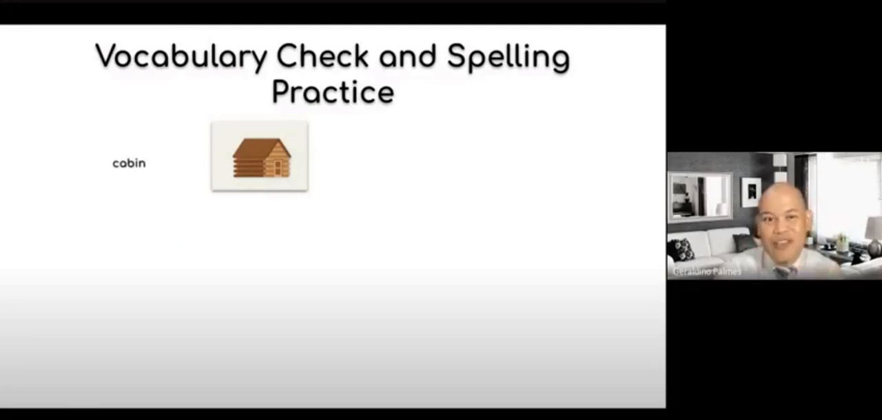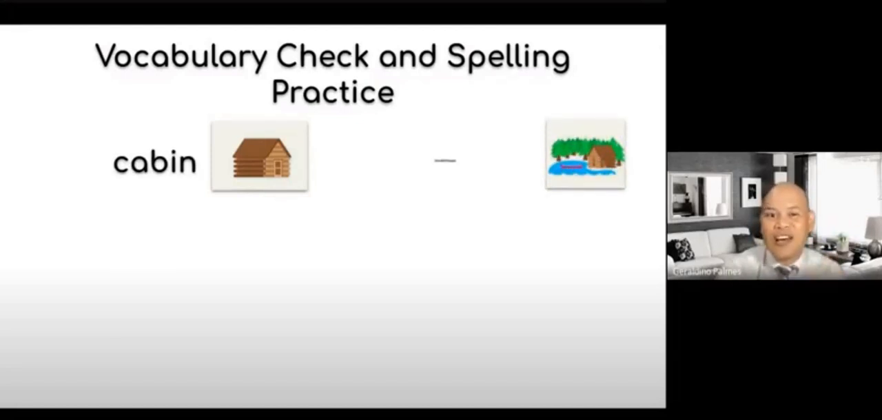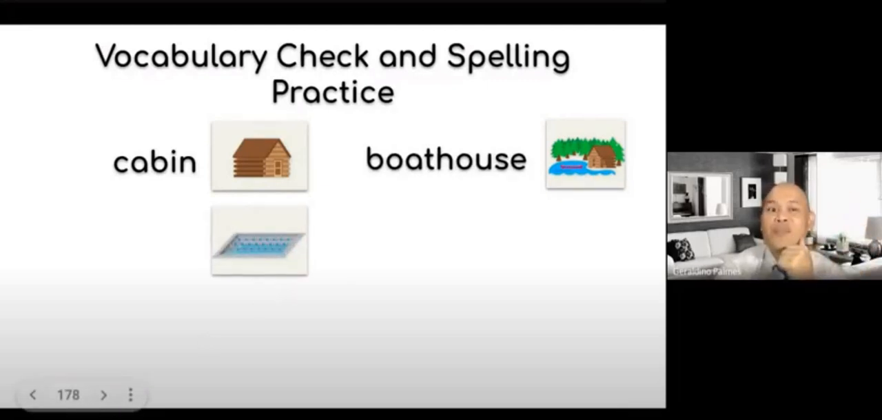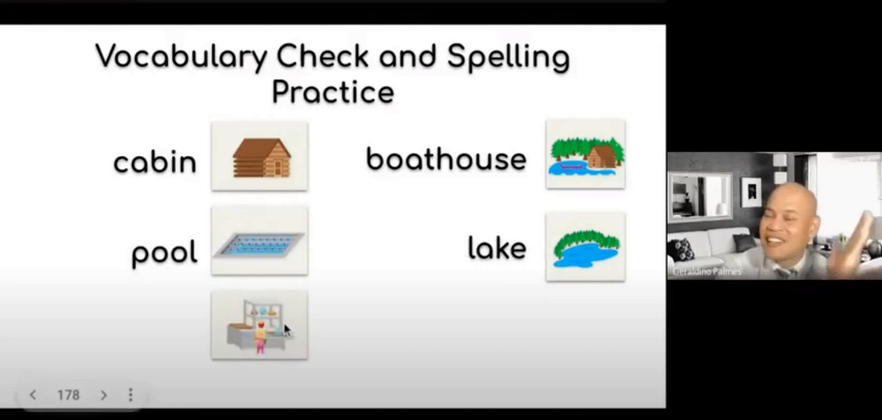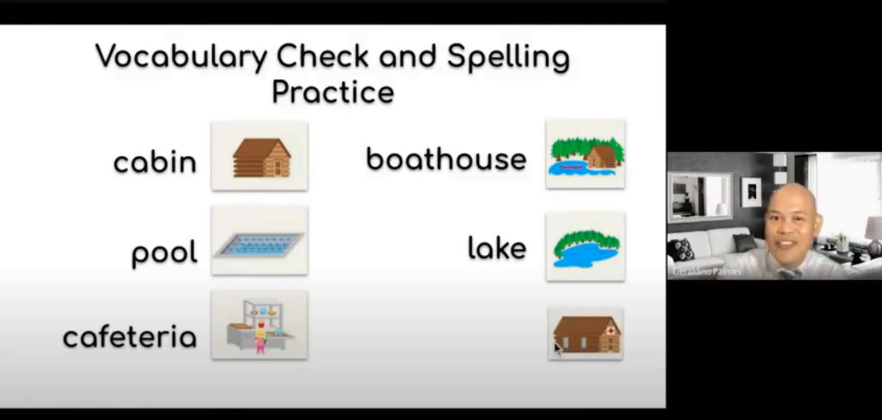A cabin, very good. What about this place? A boathouse, great job. What about this place? A pool. And this one? A lake. What about this one? A cafeteria. Say it once again. A cafeteria. A cafeteria. Okay, cool. What about this one? A health lodge. Very good. A health lodge.